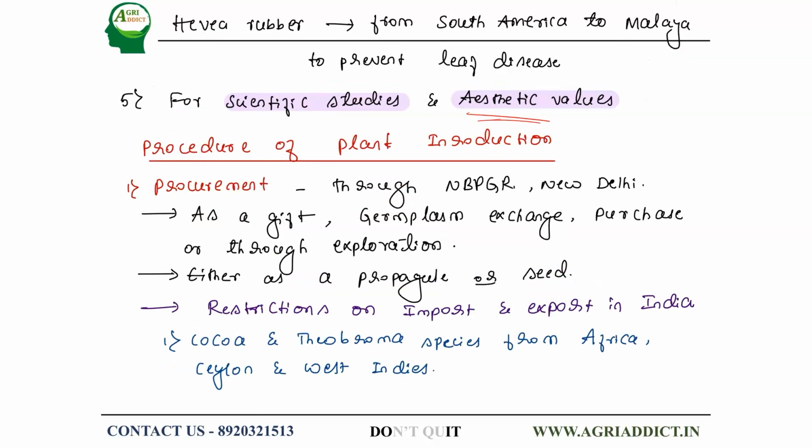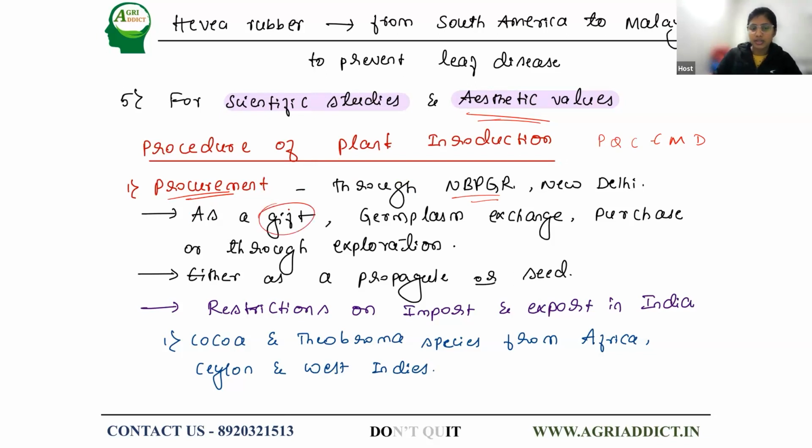Procurement, quarantine, cataloging, evaluation, multiplication, and distribution. Very good. Multiplication and distribution. We'll see them. So procurement. As I have already mentioned, all your procurement should be routed through your NBPGR. How can these materials be obtained? It can be obtained as a gift, or for a germplasm exchange. If you have given them some germplasm earlier, in exchange you can take other germplasm also, or you can purchase from another place, or you can go for exploration yourself and collect the materials.